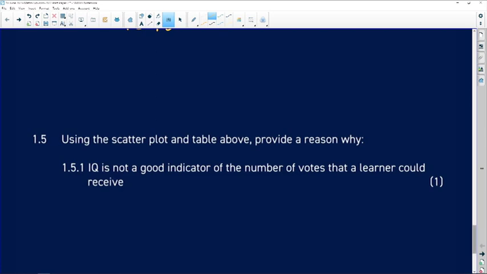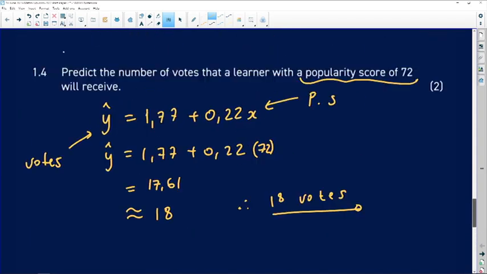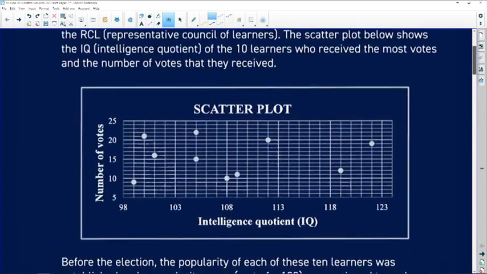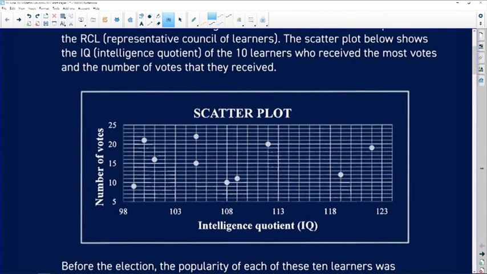But let's quickly see if the table or maybe the scatter plot will tell us why IQ is not a good indicator of the number of votes that a learner could receive. So when you go back to the table and you look at the scatter plot, you'll see we've got IQ on the x-axis, that's the intelligence quotient, and then on the y-axis we've got the votes that the people have received. And if I look at this, I do not see any pattern of some sort.